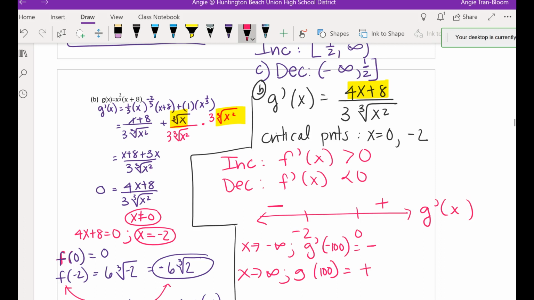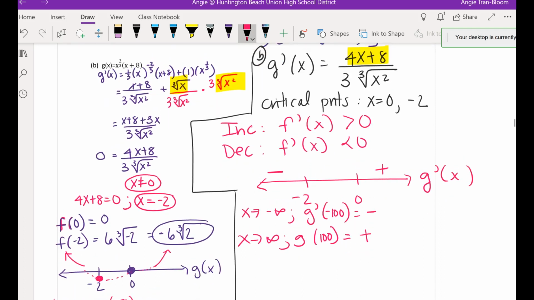What do you want to pick in between that's super friendly? 1. 1 sounds good. X equals 1, so G of 1. And again, all I'm really looking for is positive or negative. On the top, when I plug in 1 for the top, positive or negative? Positive on the top. Should be negative. What? Negative. Oh, yeah, negative 1, thank you. Negative 1. So when I plug in negative 1 on the top, positive or negative? 4 times negative 1 is negative 4 plus 8. Positive. At the bottom, when I plug in negative 1, positive. Positive divided by positive is always positive.